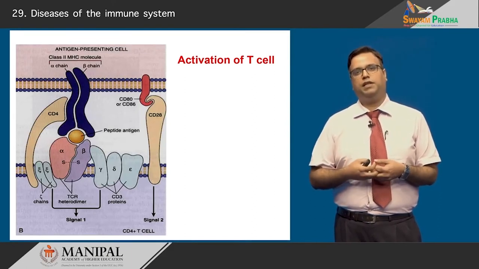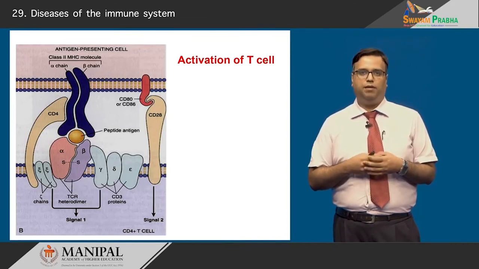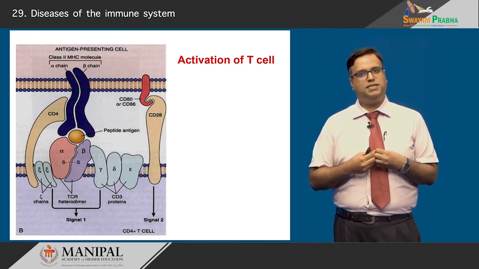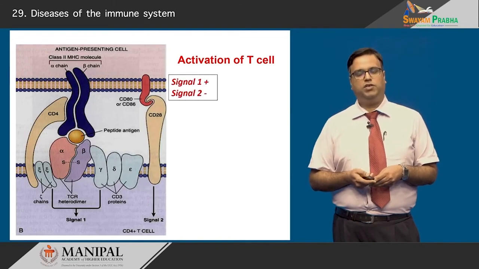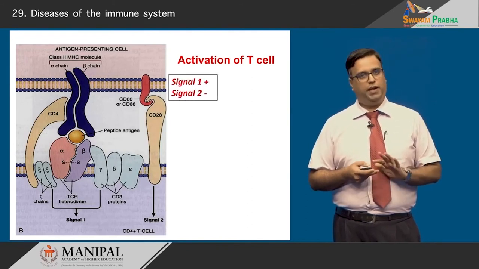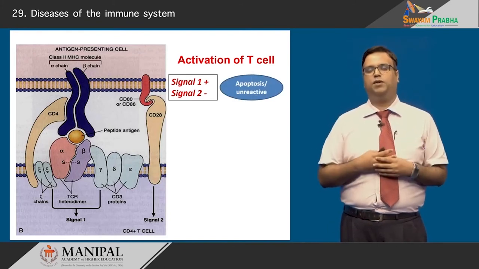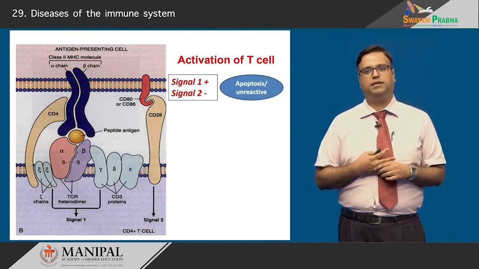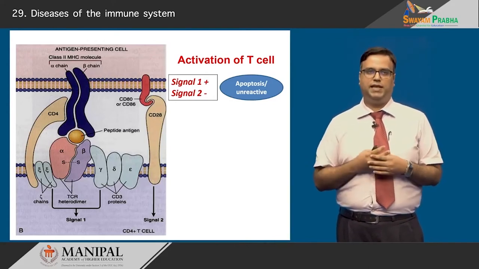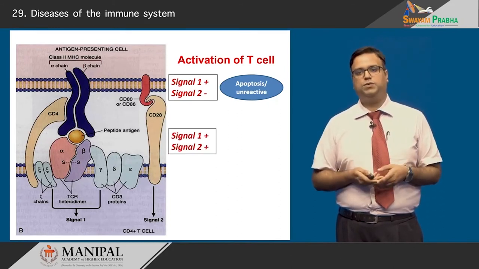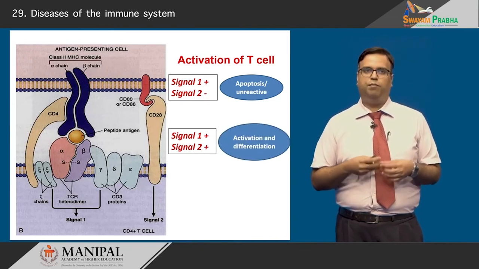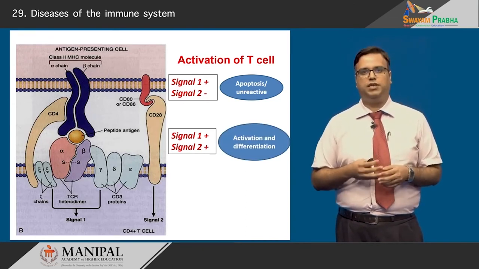It also requires the aid of another molecule, at the far end of your screen there, which is CD28. Now, CD28 binds with certain epitopes, such as CD80 or 86, and gets activated and produces what is called signal 2. Signal 1 and signal 2 are both required for the cell to function. Should you have only signal 1 and no signal 2, the cell is above the baseline but not able to mount a response. So it is rendered unreactive, or it may dedicate itself to cell death, which is called apoptosis. But in the presence of both signals, you have an activated cell which can perform multiple functions, including differentiation into another form.